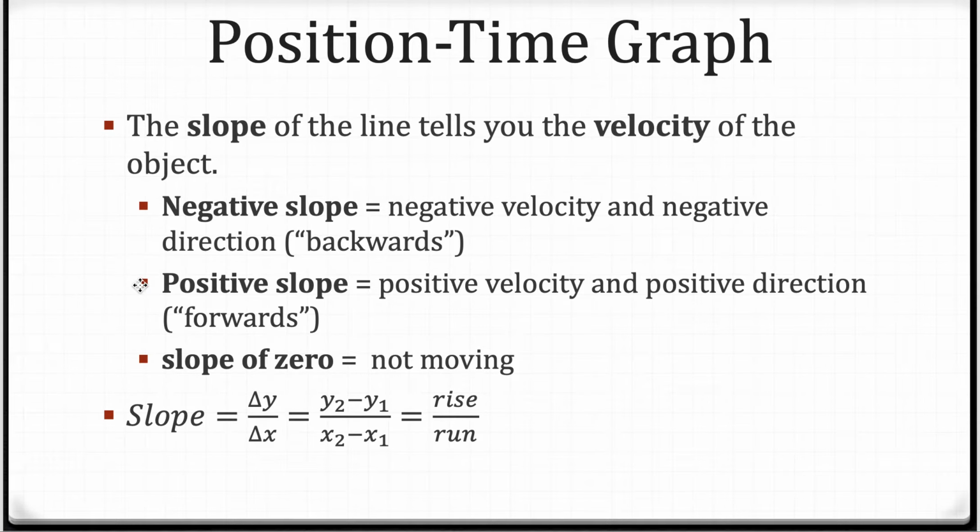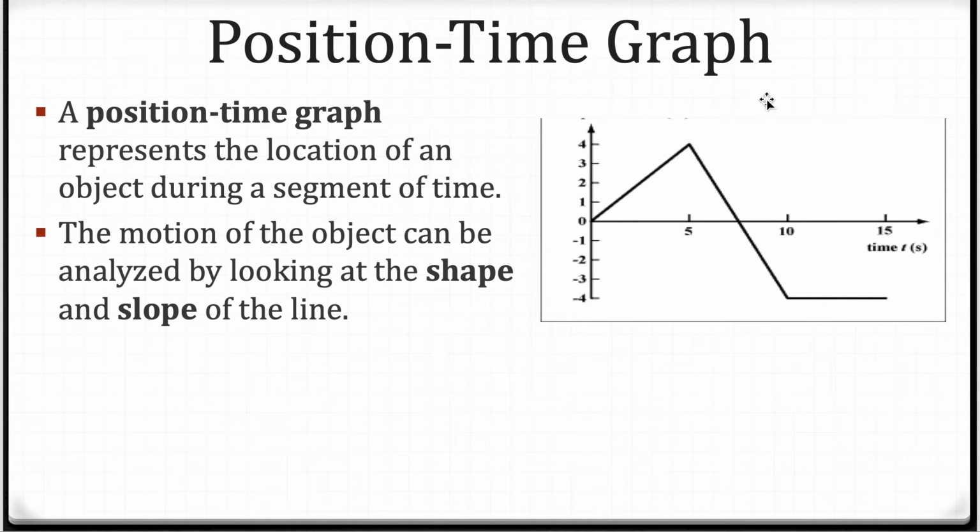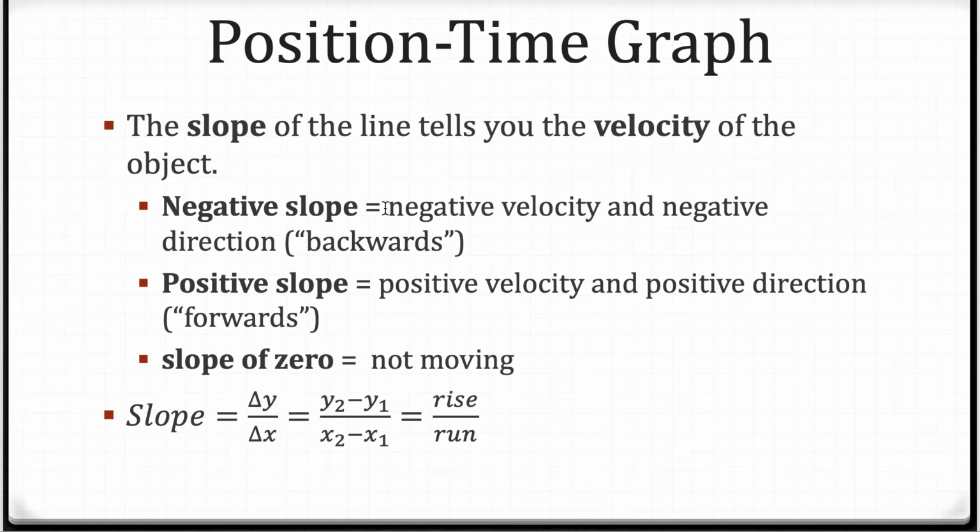So the slope of the line tells you the velocity of your object, or how fast it's going, as well as what direction it's going. So if you have a negative slope, once you calculate it as negative, or you just look at it and say, okay, on this graph on the previous slide, I know from 5 to 10 that's a negatively sloping line, then that means your object is going in the negative direction, or you could say it's going backwards, but it would have a negative velocity and a negative direction.